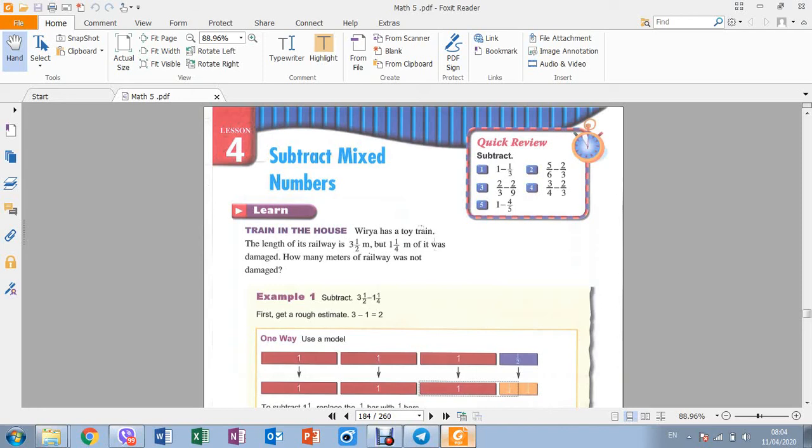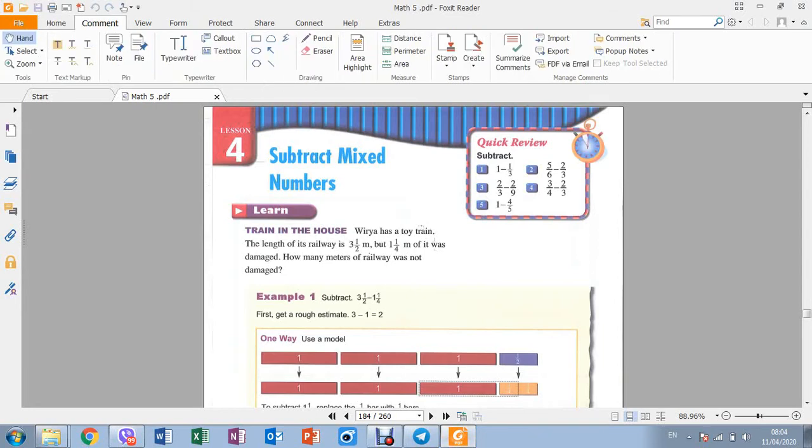Today we're talking about subtracting mixed numbers. But at first, let's take a quick review. I'll remind you how we subtract fractions, okay? Subtract, or minus.